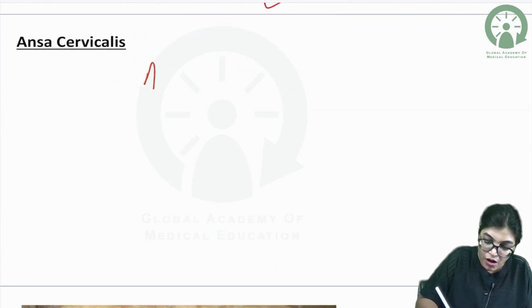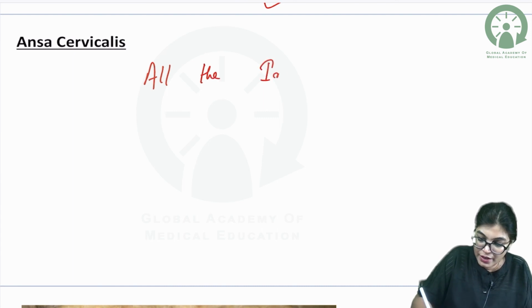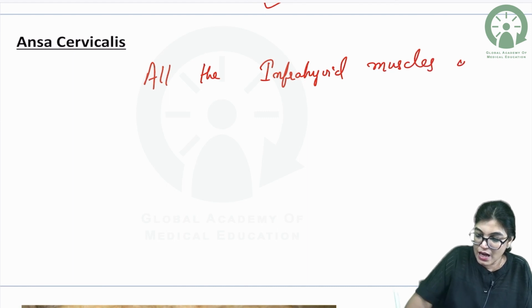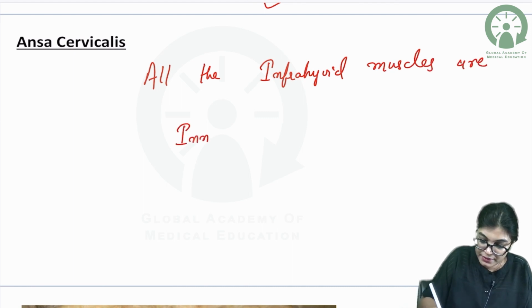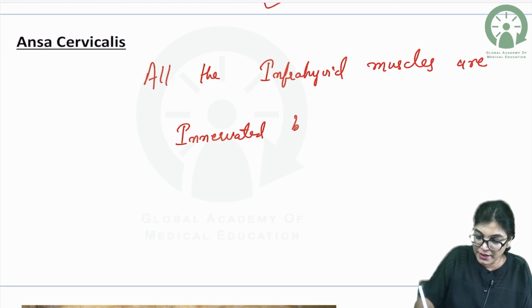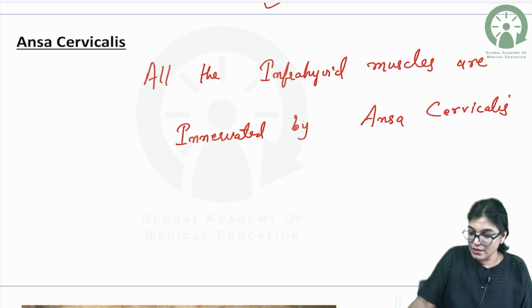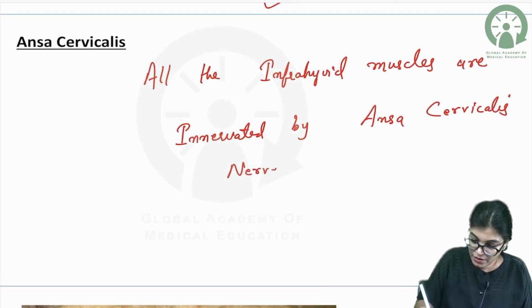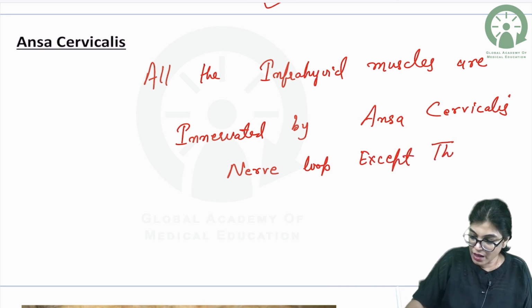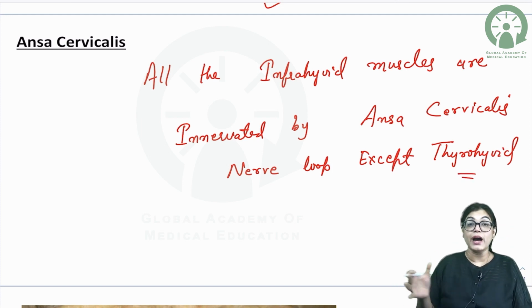Note down that all the infrahyoid muscles are innervated by ansa cervicalis nerve loop, except thyrohyoid. Except thyrohyoid. Why not thyrohyoid? Because thyrohyoid is getting innervation from cervical nerve 1 carrying the fibers of hypoglossal nerve.